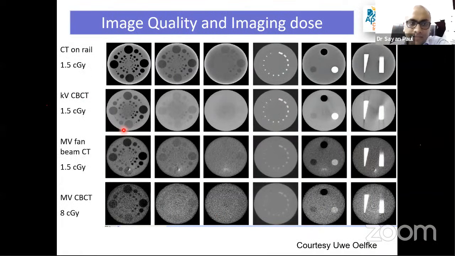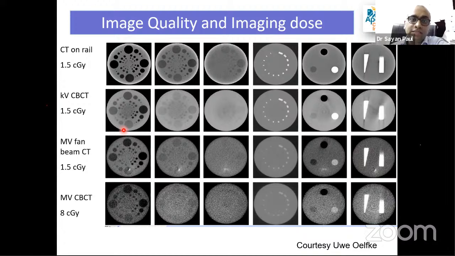So this is the last thing, that is how much is the dose of different image guidance. That is also there in the Khan's book. There are some formulas. I'm not going into the details because I myself have not understood those formulas and I've forgotten mathematics completely. So CT on rail is 1.5 centigrade. KV CBCT is also 1.5. MV fan beam is also not more than 1.5, but MV CBCT is a bit higher, 8 centigrade.